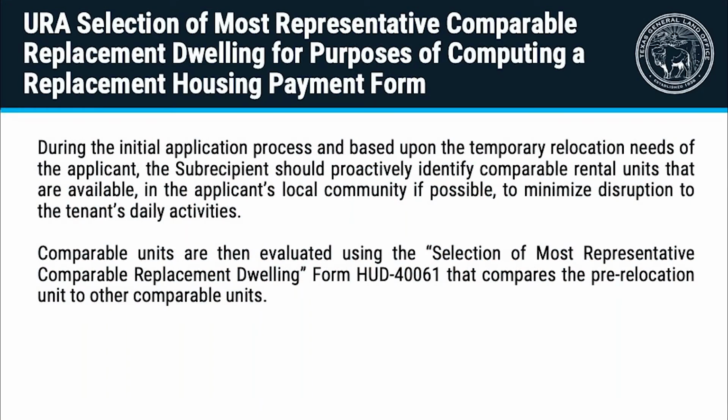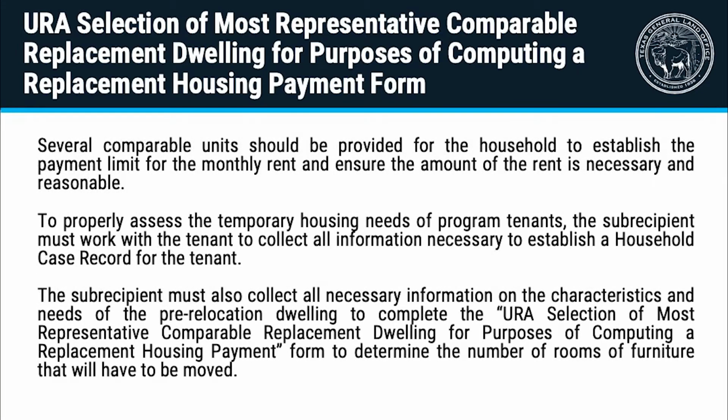During the initial application process and based upon the temporary relocation needs of the applicant, the subrecipient should proactively identify comparable rental units that are available in the applicant's local community, if possible, to minimize disruption to the tenant's daily activities. Comparable units are then evaluated using the Selection of Most Representative Comparable Replacement Dwelling form HUD-461, which compares the pre-relocation unit to other comparable units. Several comparable units should be provided for the household to establish the payment limit for the monthly rent and ensure the amount of the rent is necessary and reasonable.